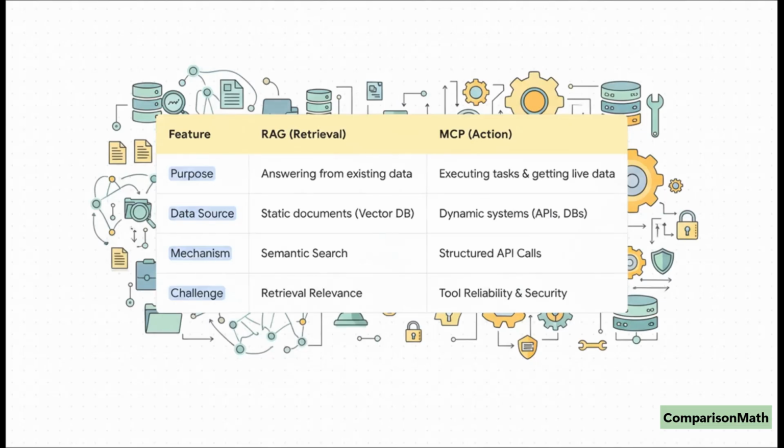This table really nails the breakdown. Look at the purpose. RAG is for answering questions from existing static data. MCP is for executing tasks and getting live data. The data source for RAG is usually a vector database full of documents. For MCP, it's live systems, APIs, databases, you name it. And the biggest challenge for each? With RAG, it's all about making sure you pull back the right piece of information. With MCP, the challenge is different. It's about making sure the tools you're calling are reliable and, most importantly, secure.